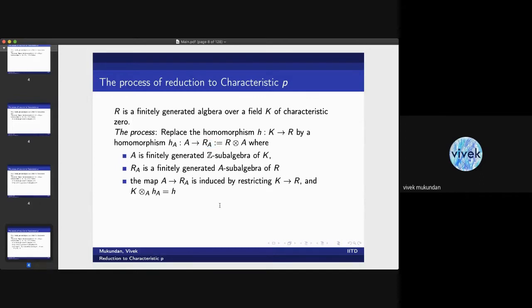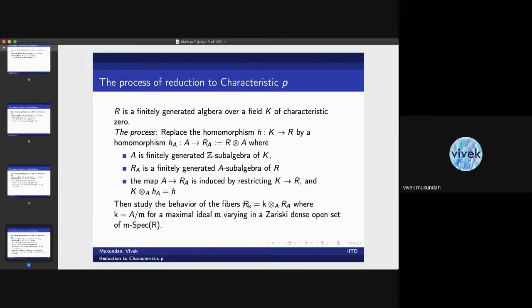And the second step is to study the fibers, R sub little k, where little k is nothing but A mod M, which is your finitely generated Z-subalgebra of K. And the maximal ideal varies over a Zariski-dense open subset of the spectrum. So whatever properties you have for R, you want to push it all the way to R_k.